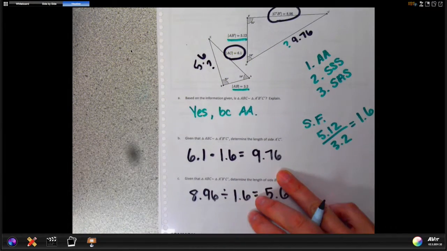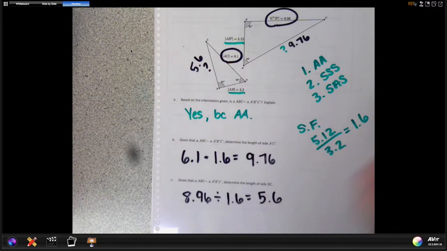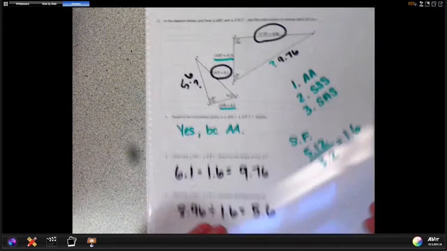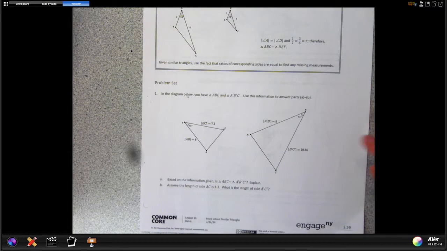There is one more example in this lesson, but for the sake of time, we're not going to go over that today. The homework that goes with this starts on page 59, where it says problem set, and they're all similar questions to the ones that we just did. The problems go 1 through 5. So you're going to do page 59 to 61, numbers 1 through 5.